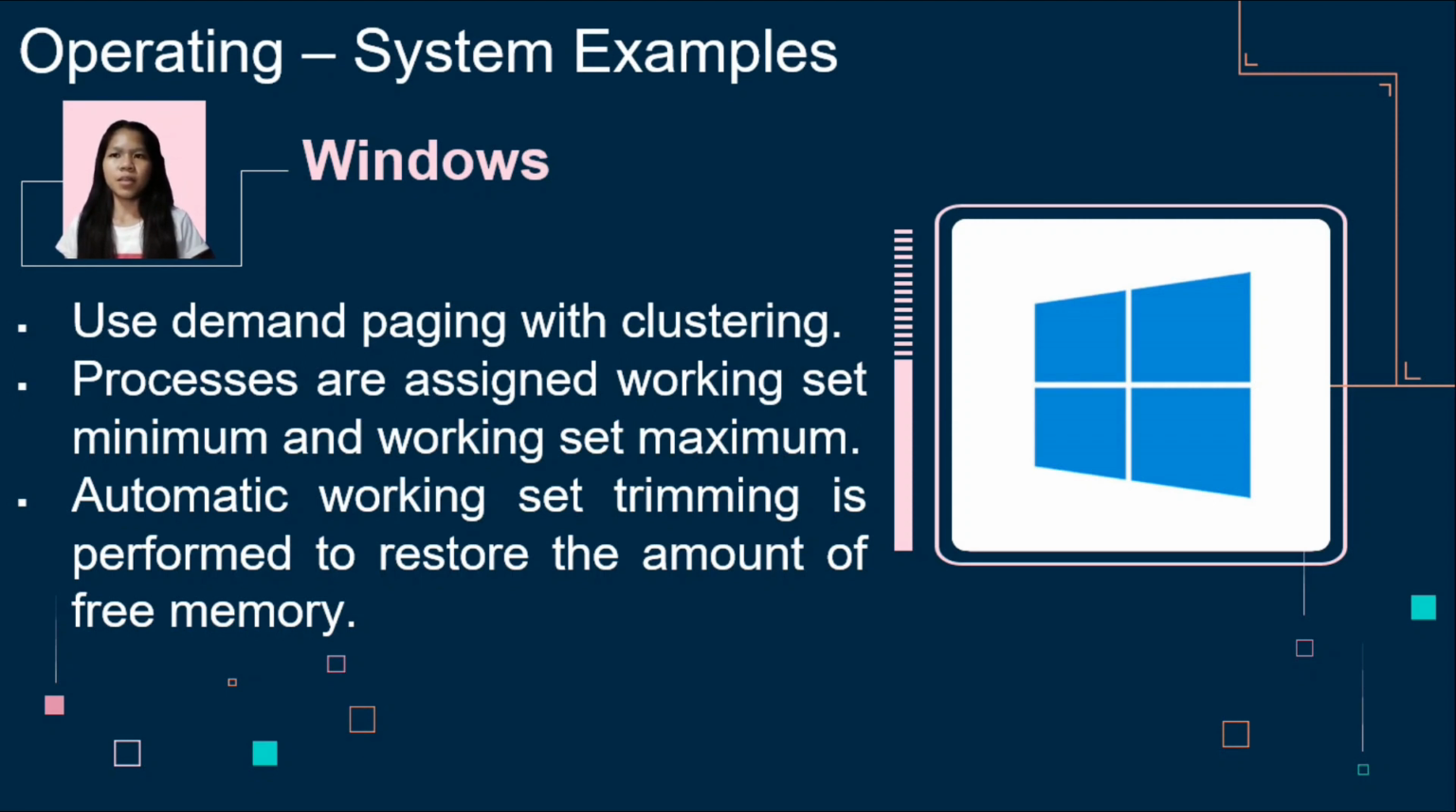Automatic working set trimming is performed to restore the amount of free memory. When the amount of free memory falls below the threshold, the virtual memory manager uses a tactic known as automatic working set trimming to restore the value above the threshold. Automatic working set trimming works by evaluating the number of pages allocated to processes. If a process has been allocated more pages than its working set minimum, the virtual memory manager removes pages until the process reaches its working set minimum.